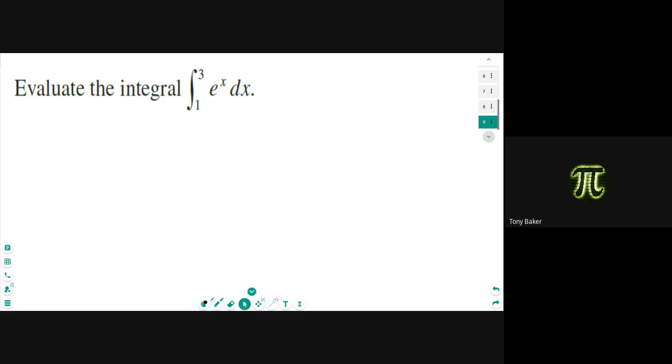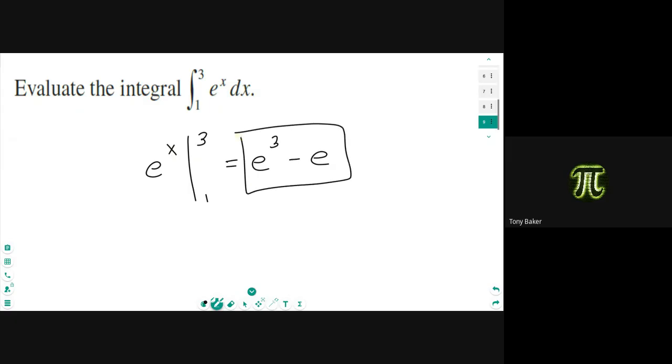What is the integral of e to the x? E to the x. And then we're going to evaluate it from 1 to 3. So this becomes e to the third minus e. Okay. There's nothing you can do there.